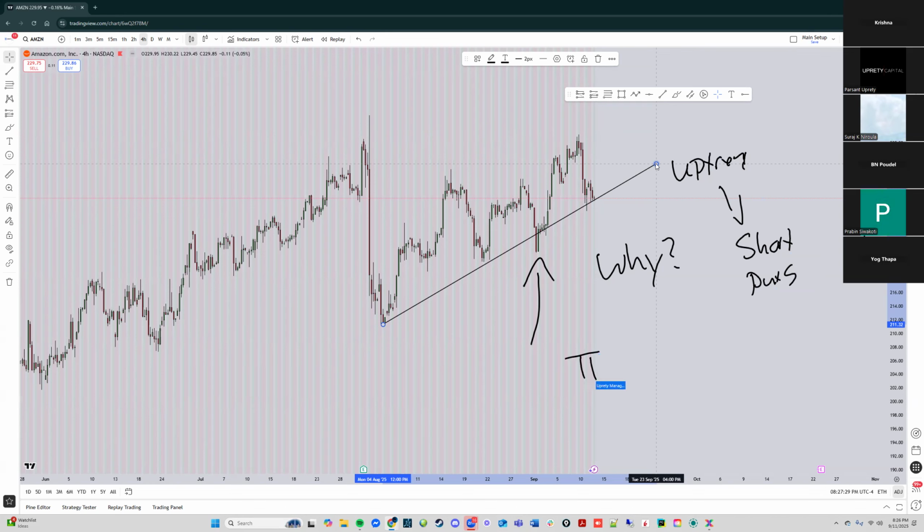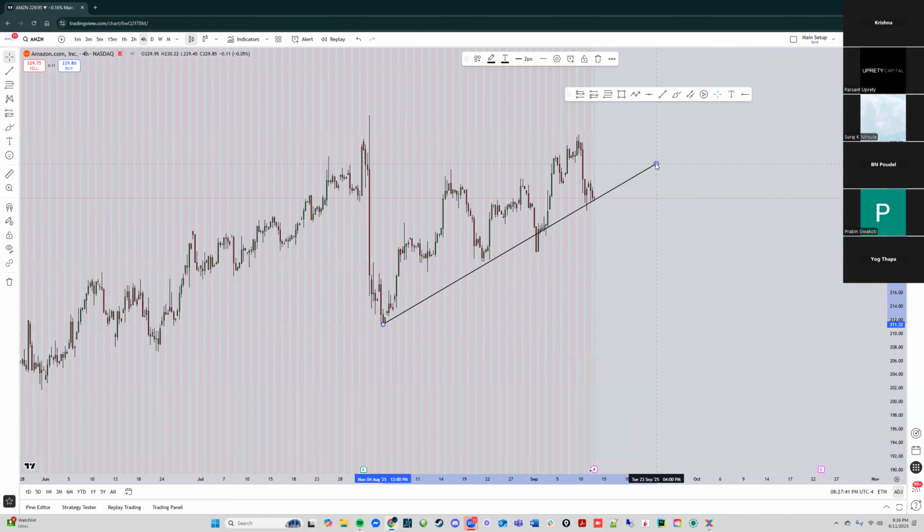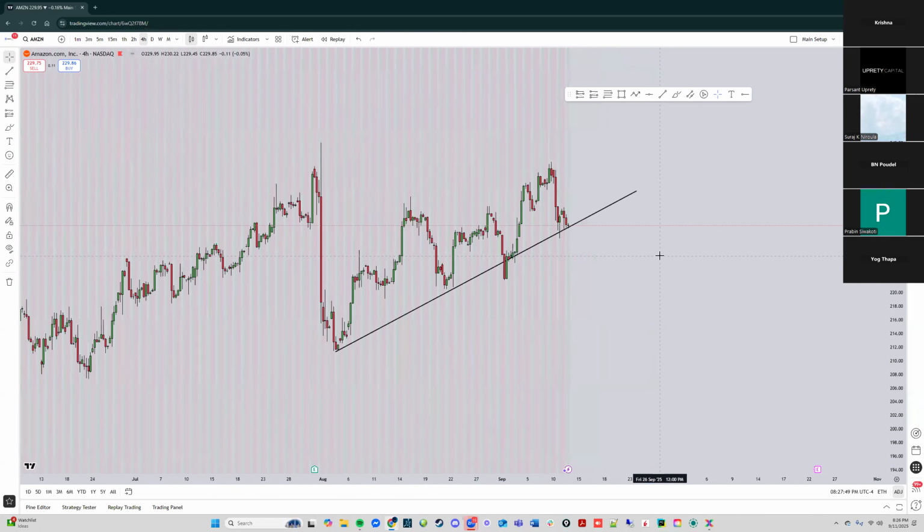Here's a saying in trading: the trend is your friend. This is a saying in trading that you should always be following. The trend is your friend. So on a bigger time frame, we've established a trend line once again, as I'm showing you guys. But this is just the tip of the iceberg.